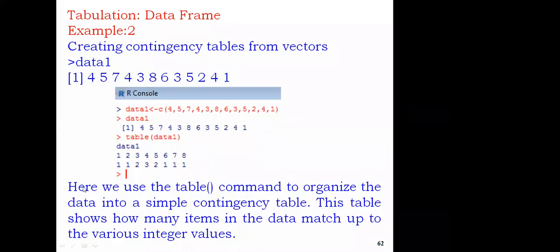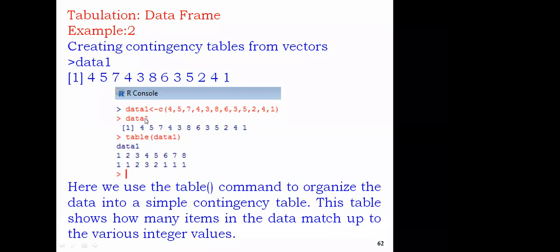And another one is here, example 2, in case of our data frame, creating a contingency table from vectors. That means data 1, we are considering 4, 5, 7, 4, like this. Data 1 takes the values 4, 5, 7, 4, 3, 8, 6, 3, 5, 2, 4, 1. So these are the data. So within here you write table, within the bracket you write data 1.